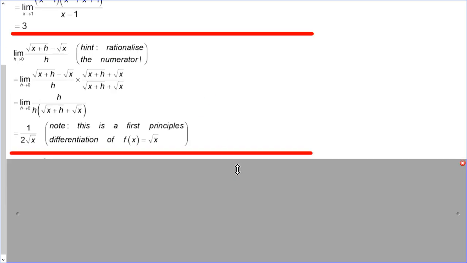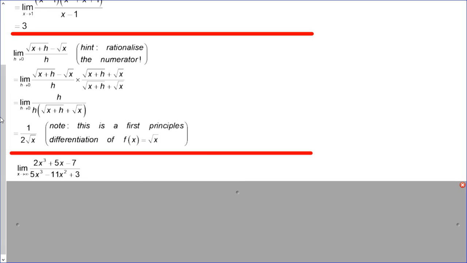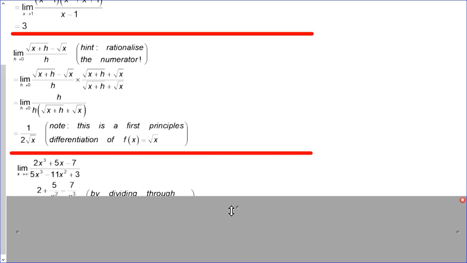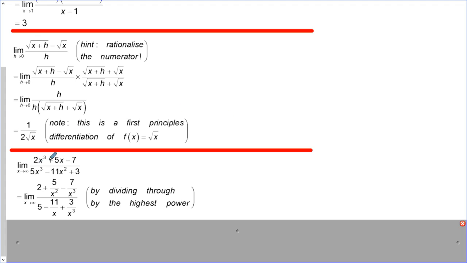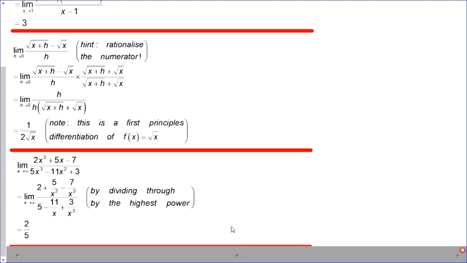We often, both in Riemann sums and in sketching rational functions, we often need to concern ourselves with limits as x approaches infinity, and that's not really in the core maths syllabus. But the trick here is to divide through by the highest power of x. Right, and the highest power of x in this question is x cubed. So if we do that, then we can see as x gets very, very large, all of these other bits are actually going to tend towards 0. And as x gets very, very large, this expression will get closer and closer to 2/5. In this case, it just happens to be the leading coefficients if the highest powers are equal.